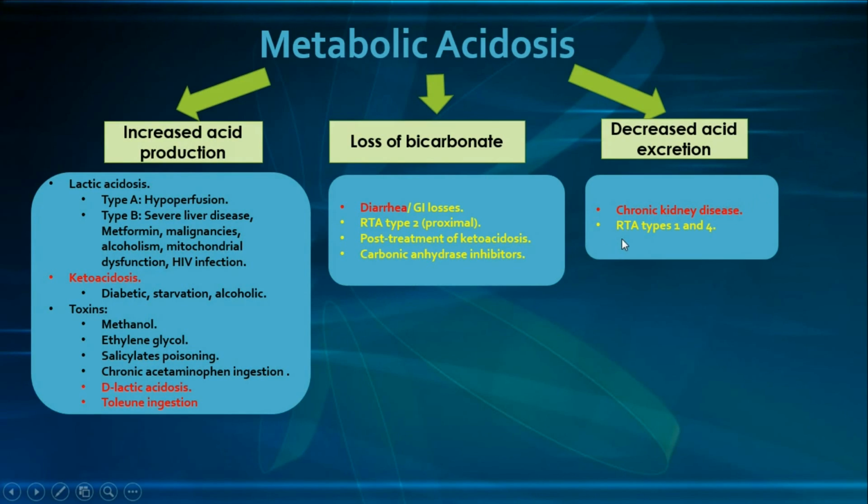And finally, we have the RTA types 1 and type 4, with type 1 being the distal type, in which there is inability to secrete the hydrogen ions in the collecting duct, and the type 4, which is the hyperkalemic type, in which there is decreased aldosterone action and therefore retention of both the hydrogen ions and the potassium.